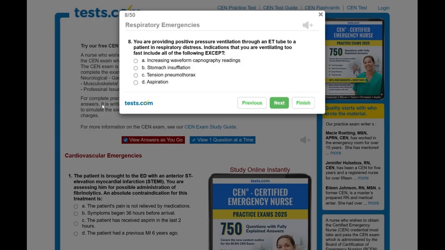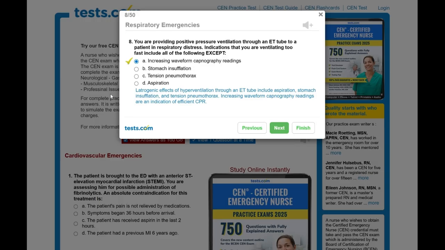Question 8. You are providing positive pressure ventilation through an ET tube to a patient in respiratory distress. Indications that you are ventilating too fast include all of the following except A. increasing waveform capnography readings. B. stomach insufflation. C. tension pneumothorax. D. aspiration.